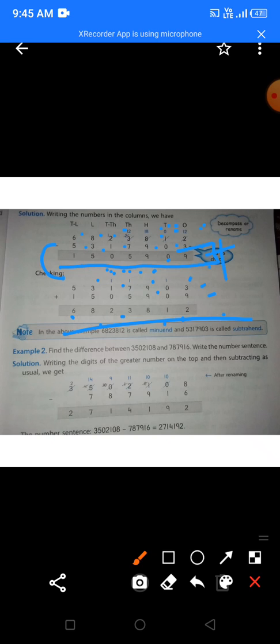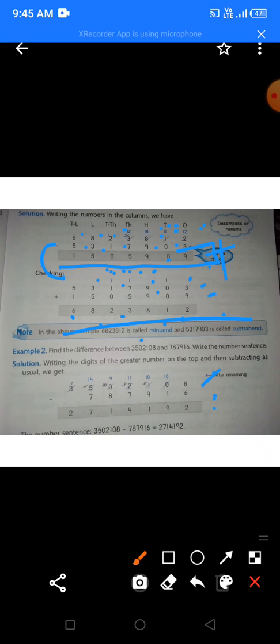Okay, now again, if in the question you find that you have to find the difference between the numbers, that means you have to subtract the numbers. Okay, when the word difference is used, you will subtract the numbers. So write the number sentence, writing the digits of the greater number on the top and then subtracting as usual we get. So you will write the greater number on top and then the smaller number, then you will start subtracting. Okay, 8 minus 6 will give you 2, but you cannot subtract 1 from 0 because 1 is the greater number.